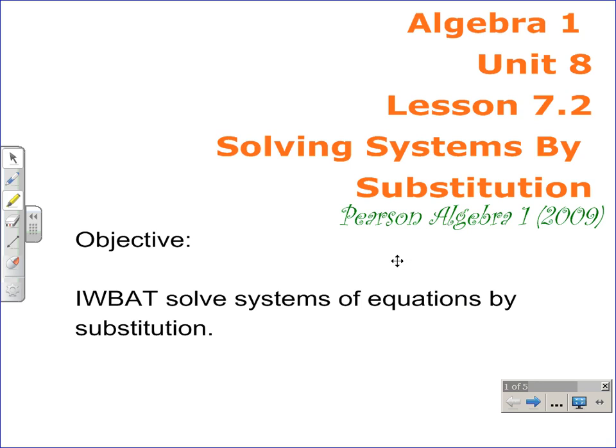In a previous lesson, in Unit 8, Lesson 7-1, we learned how to solve systems of equations by graphing. And we found out in that Lesson 7-1 that there were three situations that could occur. The equations could end up crossing at one point, therefore there was one solution, and that one solution was the point where the two equations crossed.